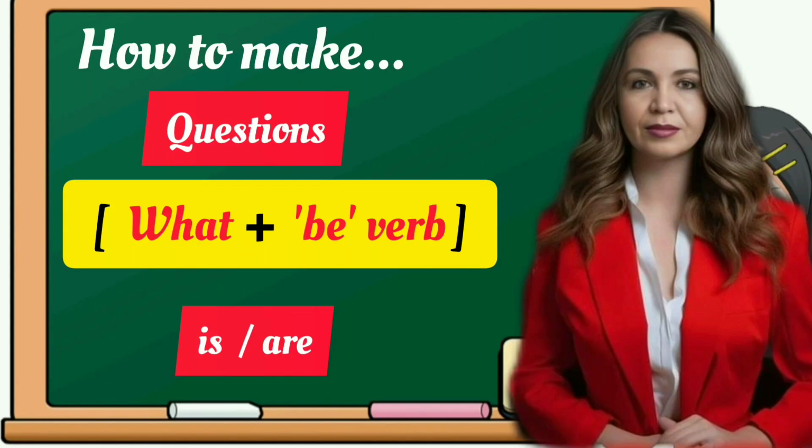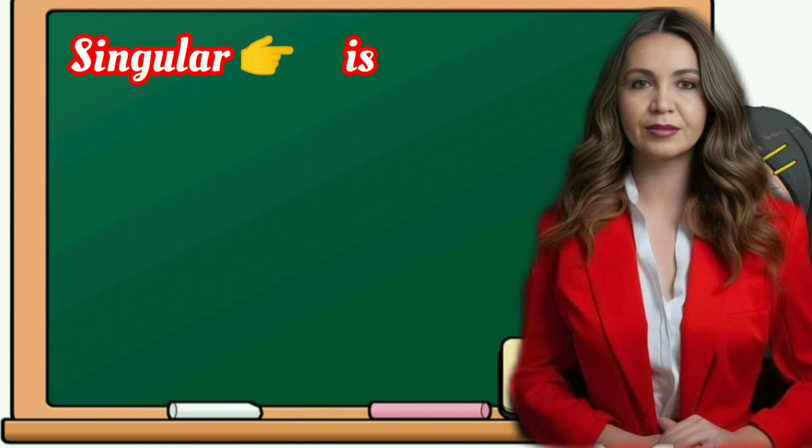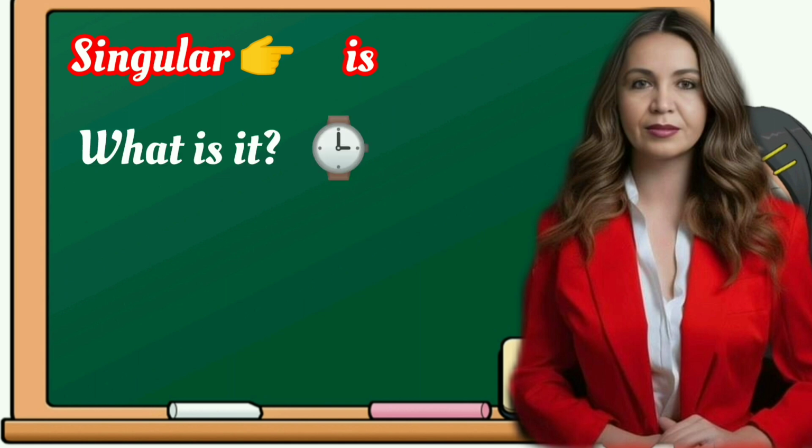Today in this video we are going to learn how to make a question using what with the be verb. Now remember, when we have one thing we have to use the be verb is. What is it? Now look here at this picture and tell me, what is it?